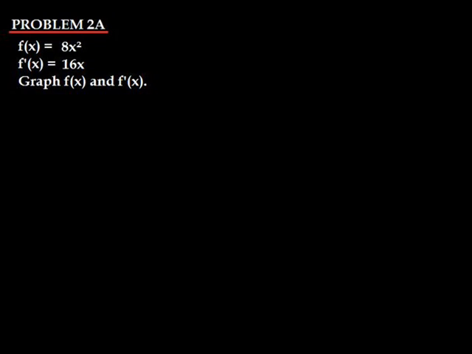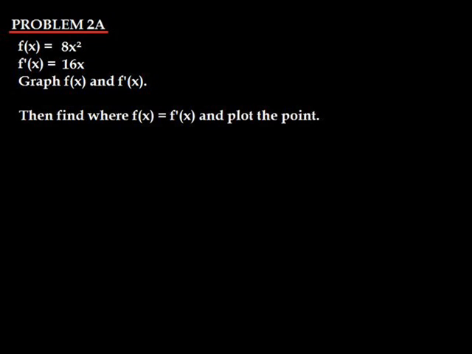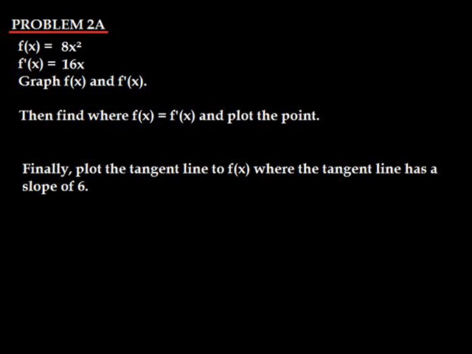Alright, so problem 2a. We have the original function, f of x equals 8x squared, and the derivative, which is equal to 16x, and they want us once again to graph f of x and f prime of x. Then there's the second part to the problem, where it asks us to find where f of x is equal to f prime of x, and then plot the point. And then finally, it asks us to plot the tangent line to f of x, where the tangent line has a slope value of 6. And before we get into that, I need to teach you what a tangent line is. So we'll do that now.